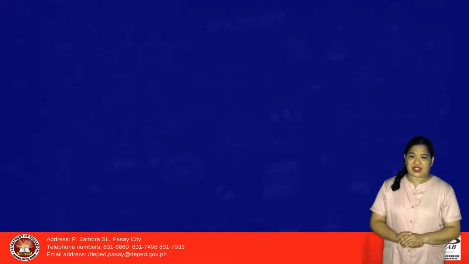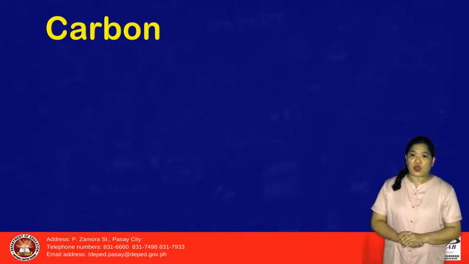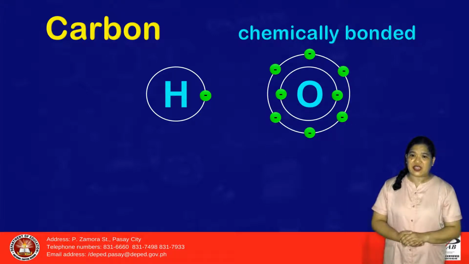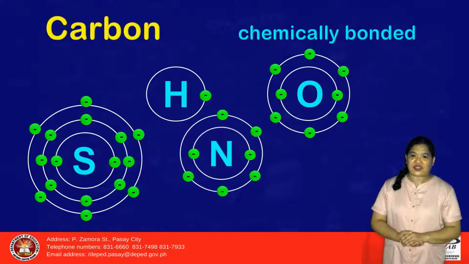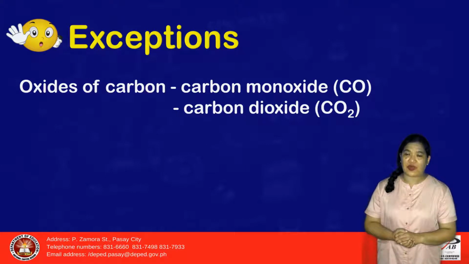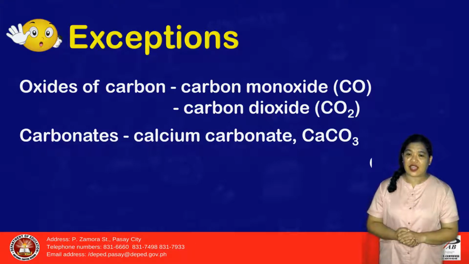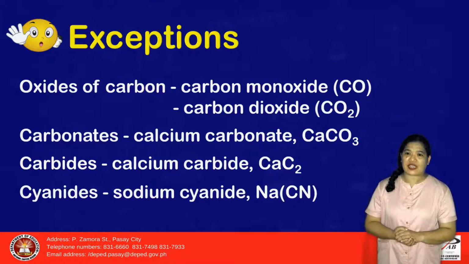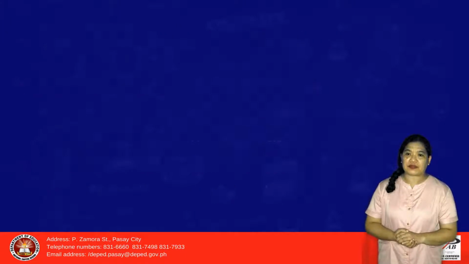Organic compounds are characterized by the presence of carbon atoms, which are chemically bonded with hydrogen, or the CH bond, and other elements such as oxygen, sulfur, and nitrogen. Although not all compounds that contain carbon are organic compounds, noticeable exceptions are oxides of carbon like carbon monoxide, CO, and carbon dioxide, CO2, carbonates like calcium carbonate, CaCO3, carbides like calcium carbide, CaC2, and cyanides, example sodium cyanide, NaCN. All of these compounds are considered inorganic compounds.